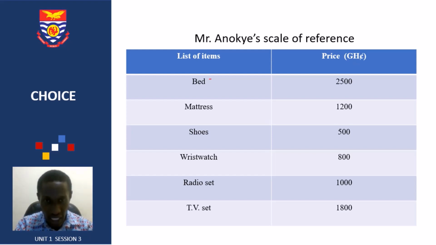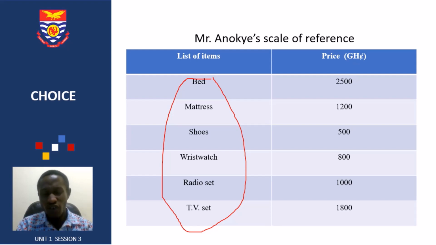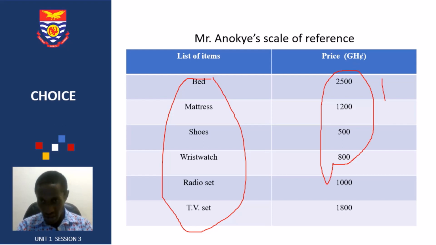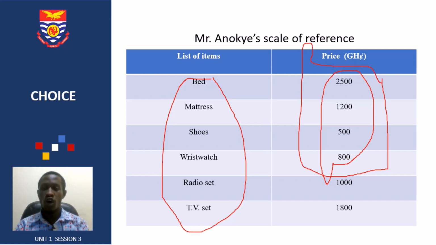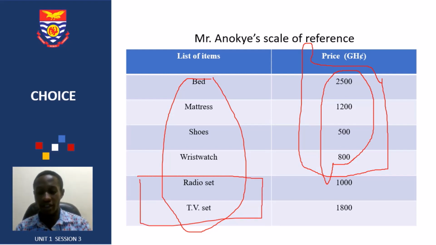These are his wants, but he has only 5,000 Ghana cedis. But he has at least arranged them in order. How much can he purchase? So in order, this plus this plus this plus this. From here, 800 plus 1,200 will give me 2,000, and then 2,500 plus 500 will give me 3,000. So this part will sum up to what? 5,000. So it means that if Mr. Anochi goes out to buy with 5,000, he can only buy the bed, mattress, shoes, and wristwatch, and he will let the radio set and TV set go into the following months.